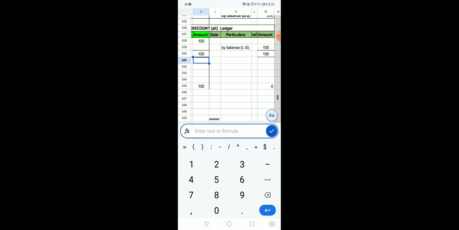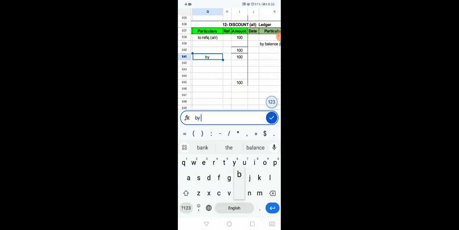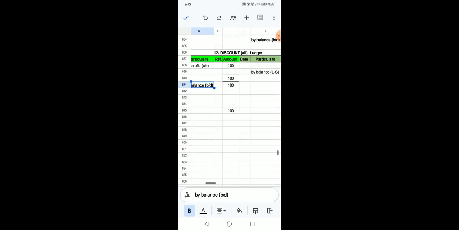Next step is to bring it down to the opposite side. Balance was 100, you are needed to bring it down to the opposite side. Here you will write the same balance but with a twisted name. By balance you will write, but this balance would be called balance brought down. This was our requirement for making ledger. Requirement is completed. It means ledger for discount allowed is also completed.